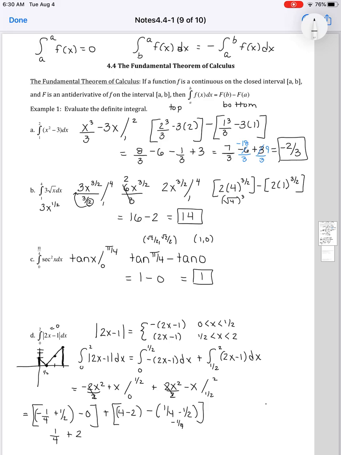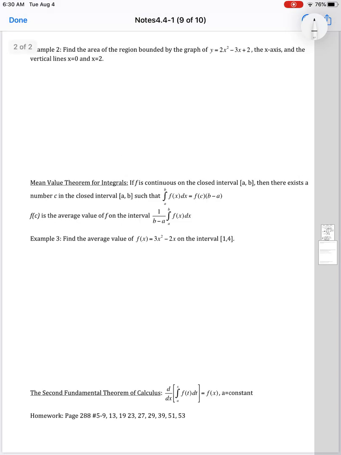So negative 1/4 plus 1/2 is 1/4 plus 2, and this guy gets me negative 1/4, or 1/4, sorry, so that's positive 1/4 plus 1/4. A fourth and a fourth make a half, so this is 2 1/2, or 5/2 for our final answer for that one.